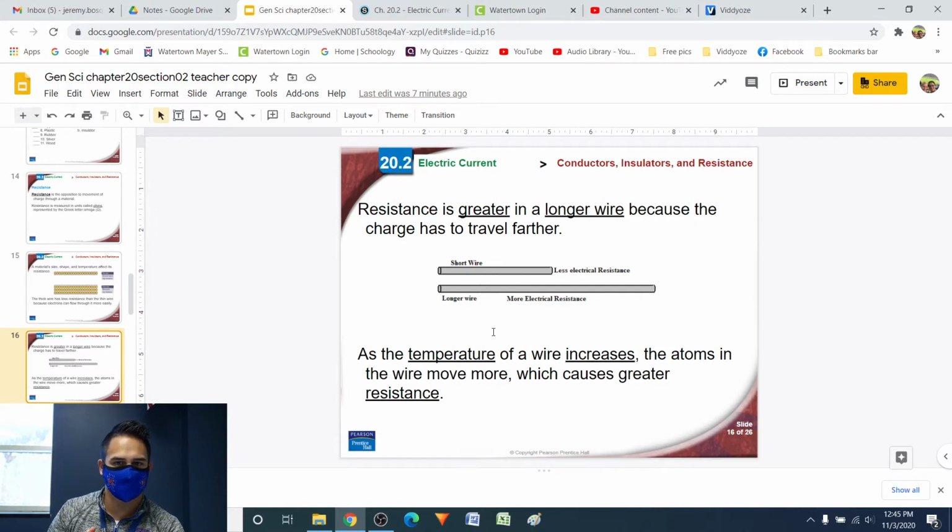Lastly, we have temperature. Temperature also will affect resistance. If you lower the temperature of a material, inside of every single material there are atoms, and all these atoms are constantly moving around.